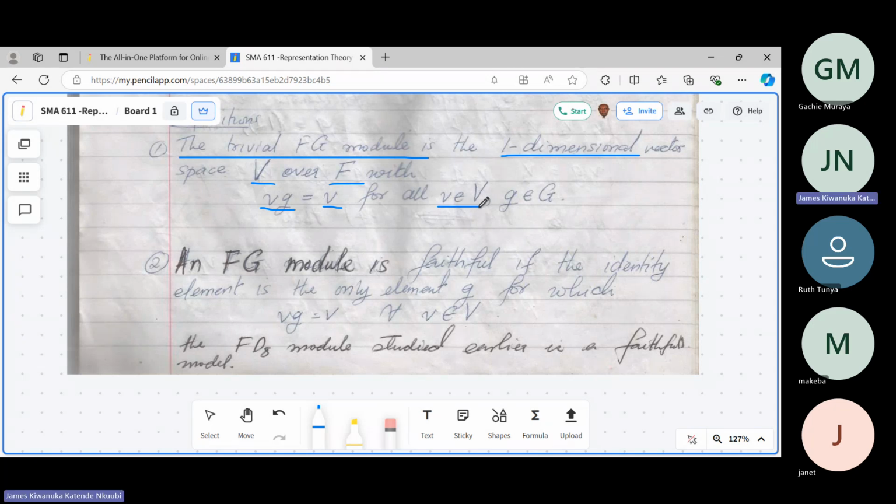So it's more like the identity map. And it doesn't matter which element g you pick from the group, this will be true. So this becomes a trivial FG module, the one-dimensional vector space V over F. The one-dimensional vector space over F is just F itself.